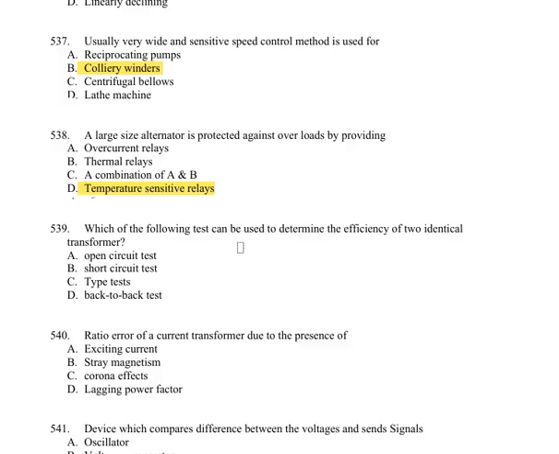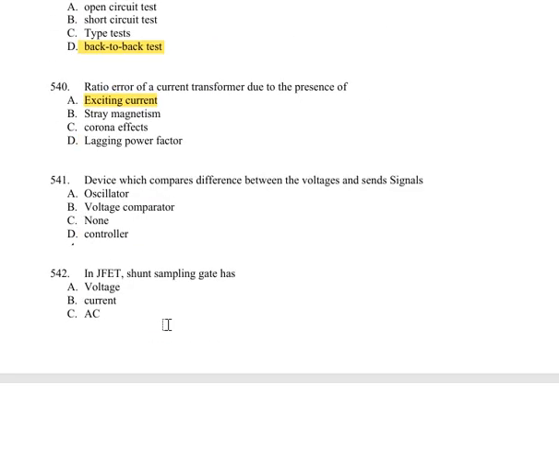The back-to-back test can be used to determine the efficiency of two identical transformers. Ratio error of a current transformer is due to the presence of exciting current. A device which compares the difference between voltages and sends a signal is a voltage comparator.